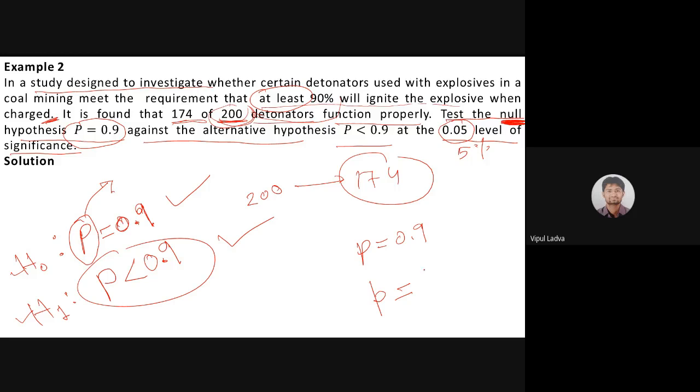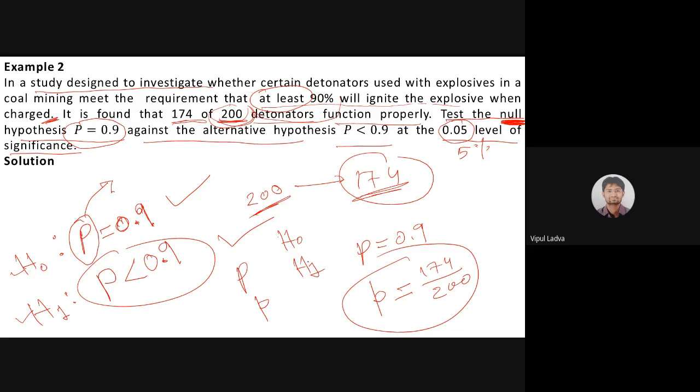Now the value of small p will be the proportion of good detonators. As we know, out of 200, 174 work properly. So 174 divided by 200 will give us the proportion of good detonators in the sample of 200. Using that data, we can identify the small p value. And once we have capital P, small p, H0, and H1, we will be able to go for the single proportion large sample test.